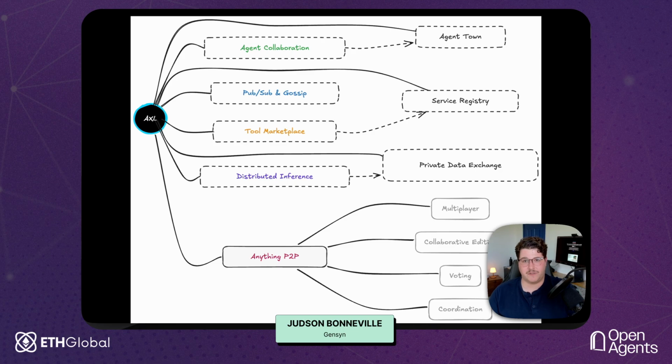And then there's, of course, anything peer-to-peer. So multiplayer, voting, live editing, messaging, anything at all that requires two machines talking to each other that you don't want to be centralized on somebody else's hardware. AXL handles the transport layer between those machines. Two machines, three machines, four machines, 100 machines, build whatever you want.